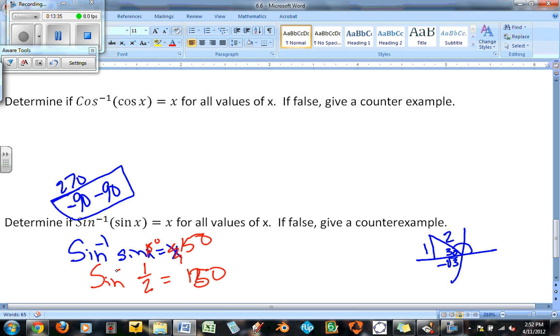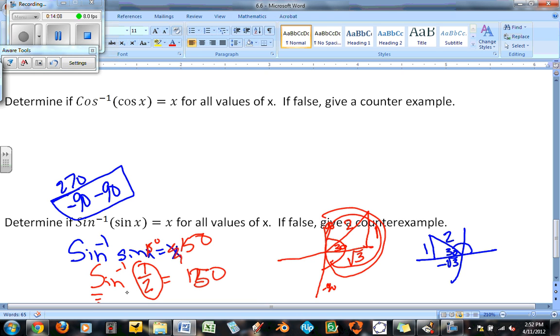Does my capital sine inverse of 1 half equal 150? Well, we know that the capital sine only goes from negative 90 to 90. It can only be in these two quadrants right here. And we can get a sine ratio of 1 half. It's just not going to be the one that we're looking for in 150. If I have 30 degrees as my reference angle here, I know from my special right triangles this has to be 1, this has to be 2, and this has to be the square root of 3. I can get a sine ratio of 1 half. However, it's not 150 degrees. It's actually 30 degrees. So 30 degrees does not equal 150. So therefore, there's our counterexample in that case.